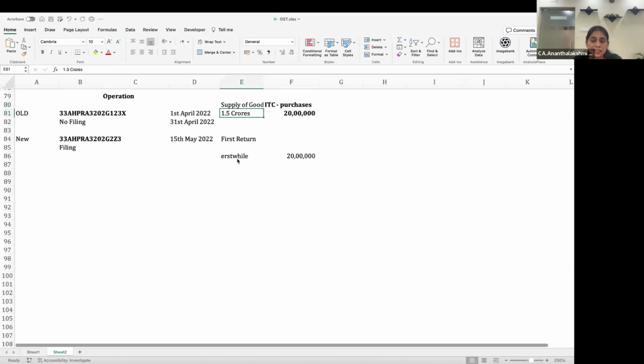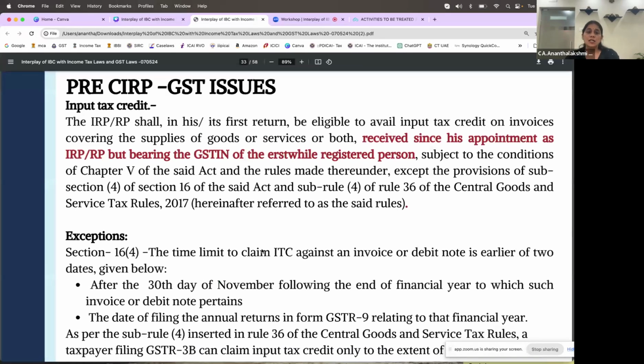Okay, this is the thing. The first return gives this advantage. Now we'll go further. The taxpayer, in his first return, will be eligible to avail ITC credit on invoices covering the supply of goods or services or both received since his appointment as RP or IRP, but bearing the erstwhile registered number.